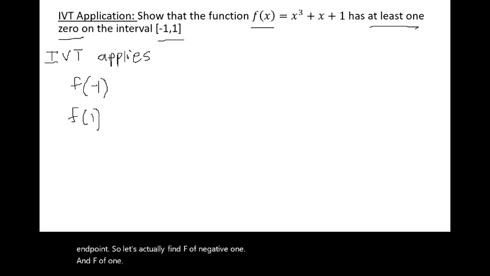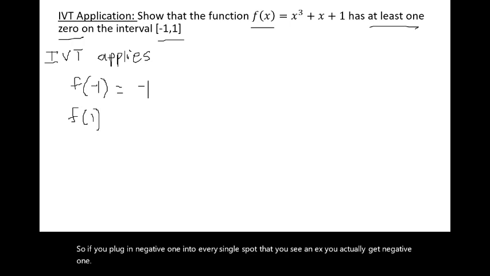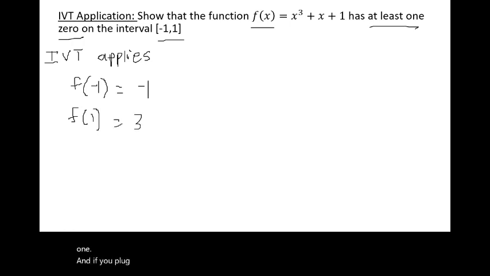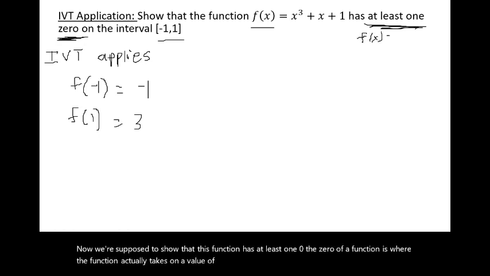So if you plug in -1 into every single spot that you see an x, you actually get -1. And if you plug in 1, you get 3. Now we're supposed to show that this function has at least one 0. The 0 of a function is where the function actually takes on a value of 0. So it's just saying show that this function equals 0 at least once in this interval.